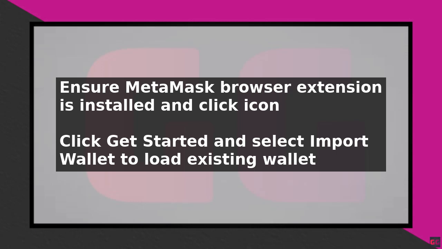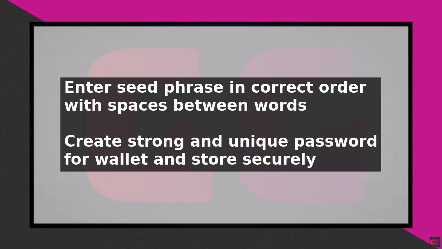Then click on Get Started. You will be given the option to either create a new wallet or import an existing one using a seed phrase. To load an existing wallet, select Import Wallet. You will then be prompted to enter your seed phrase, which is a list of words that was given to you when you first created your wallet. Enter the words in the correct order, separated by spaces.